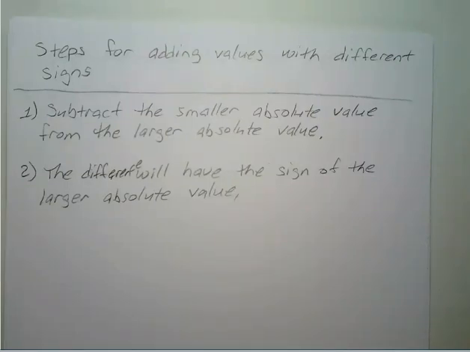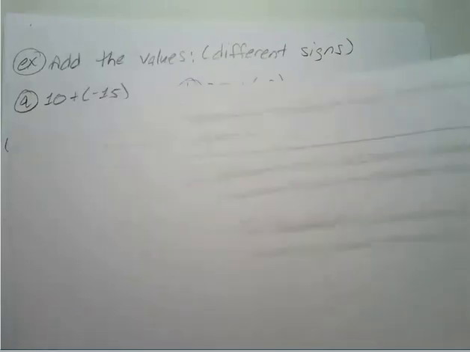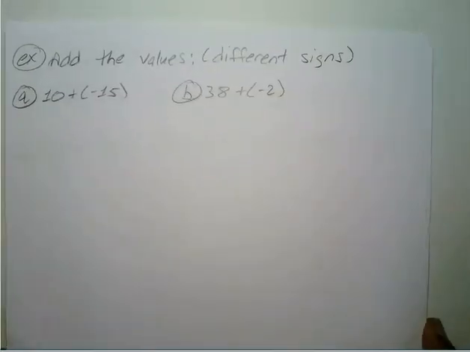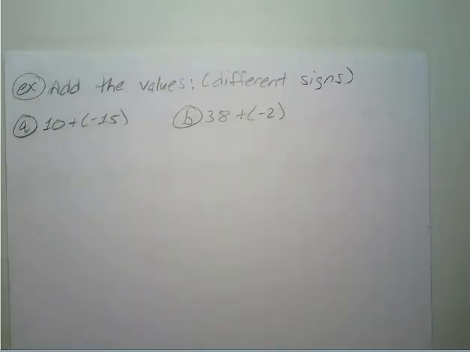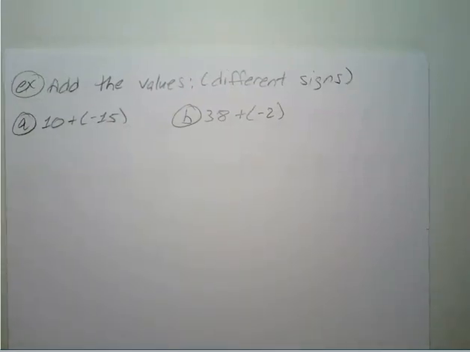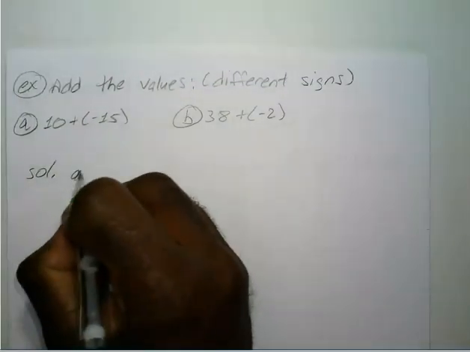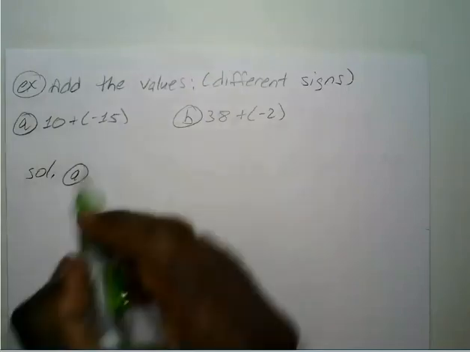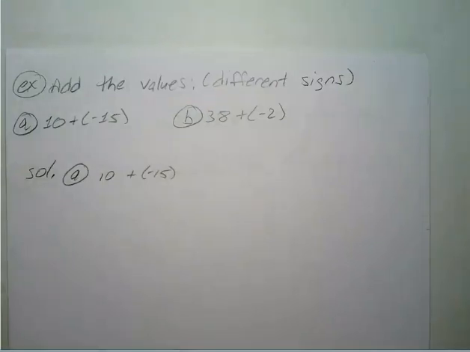All right. So if you're still writing this, feel free to pause it. But we're going to jump to our next examples. And again, we're going to have a lot of examples because I want to make sure you get this. Okay, so if we wanted to add the values, knowing that they have different signs, let's start with problem A. We have 10 plus negative 15.